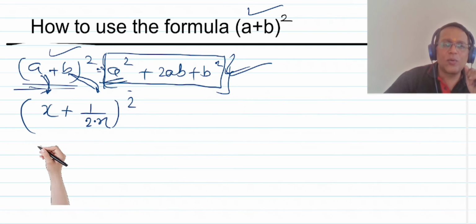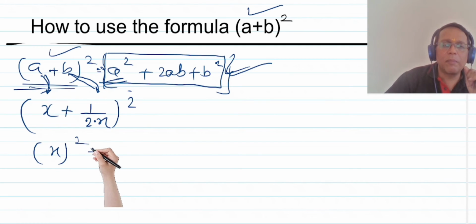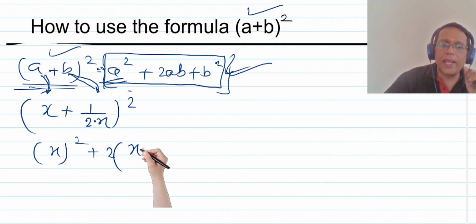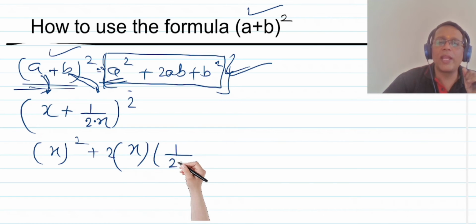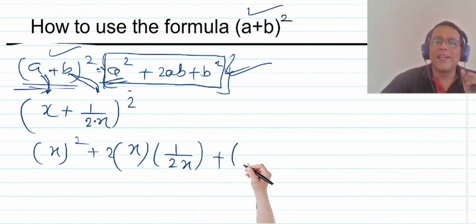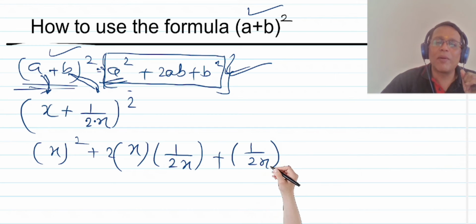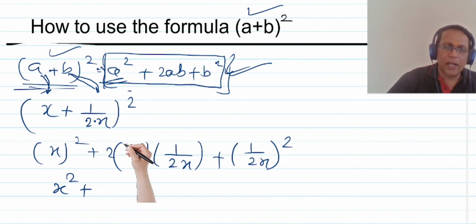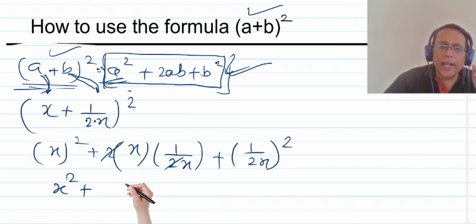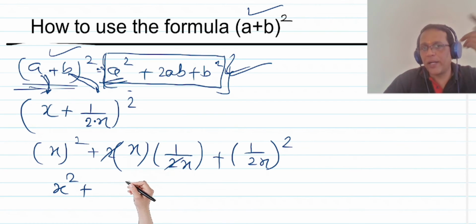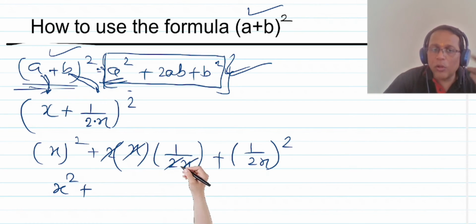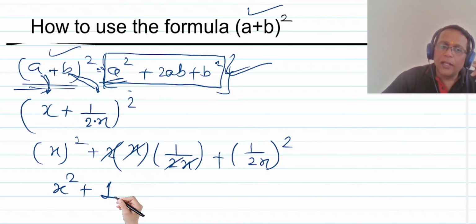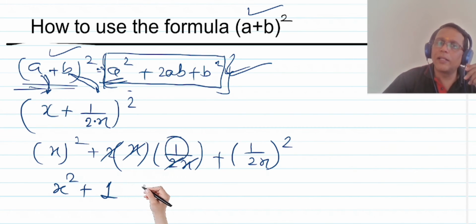So a square will be x square, plus 2 into a, which is x, into b, which is 1 by 2x, plus b square, which is (1 by 2x) square. Now x square will be x square only. These 2 we can cancel with each other, one is in the numerator and one in the denominator. X is also similarly getting cancelled. Then what remains here is only 1.